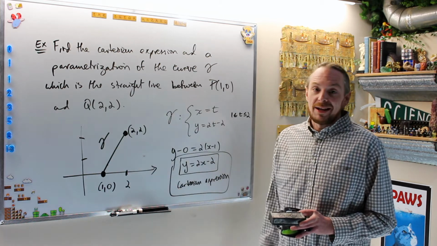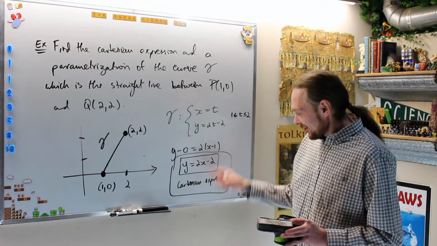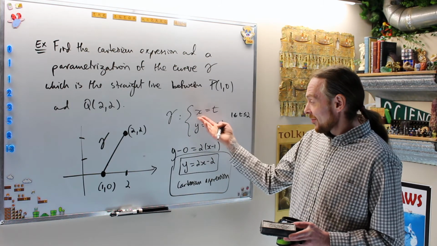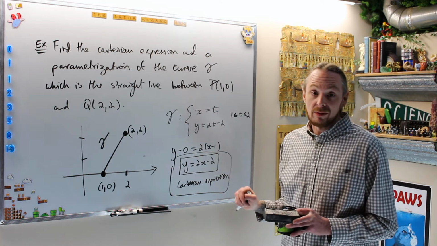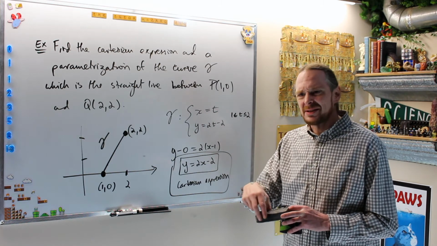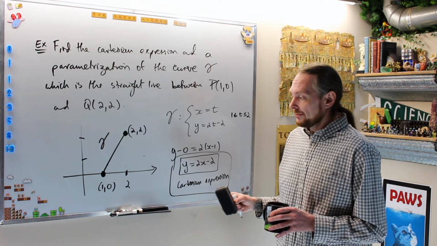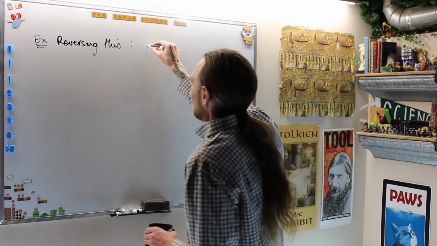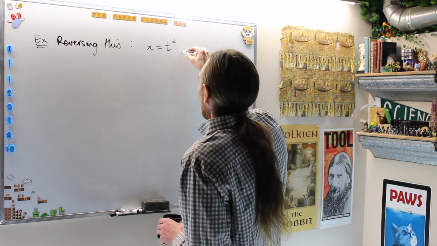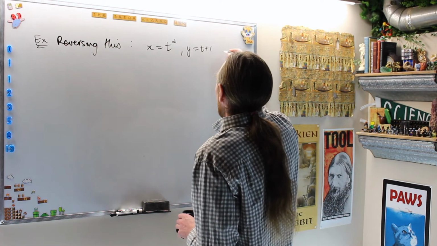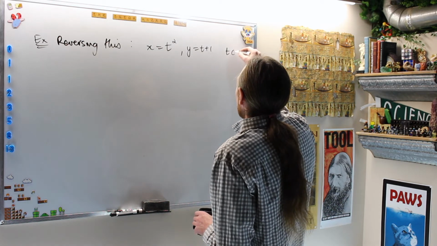Get 2 points on the line, create a slope, create the equation of it. I set x equal to the parameter and then y equals the other one. There's other ways of doing this. The parameterization isn't unique, but we'll get into that another time. Let's do another one. Reversing this, let's give us x equals t squared and y equals t plus 1, where t is in R.